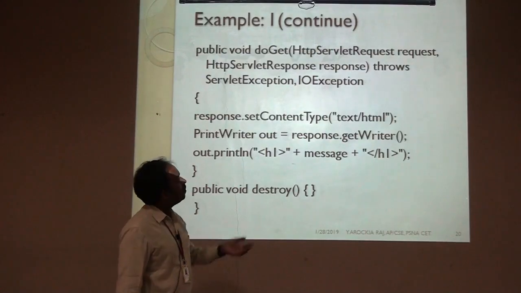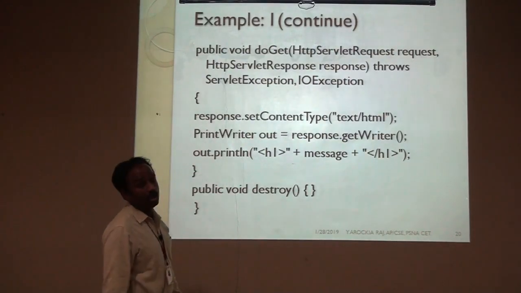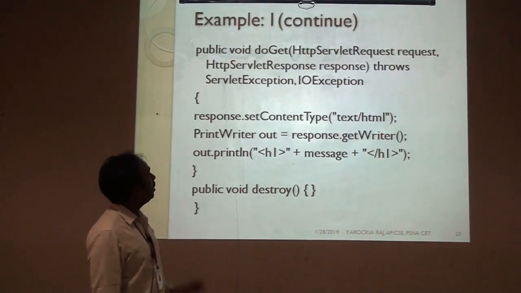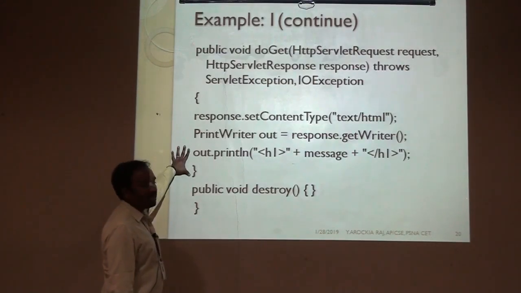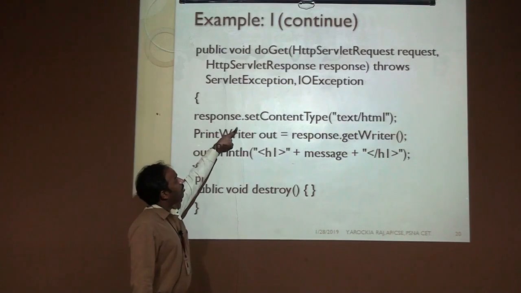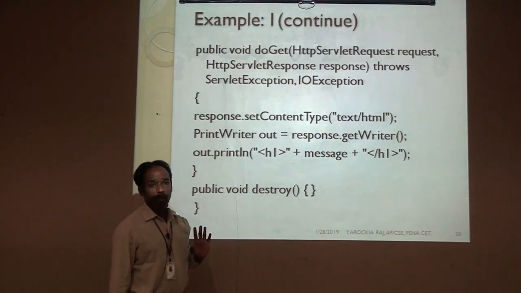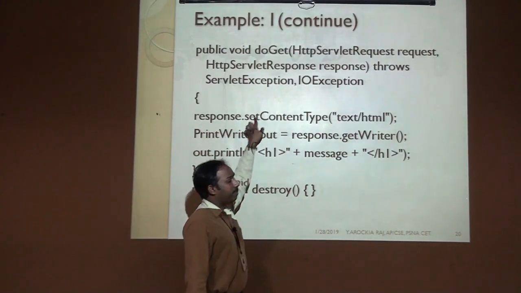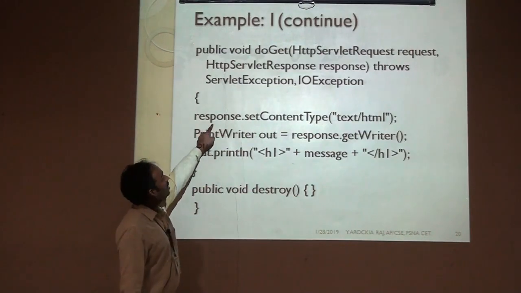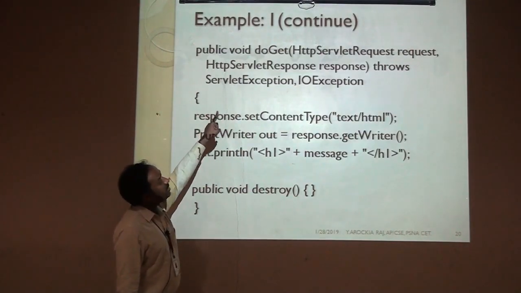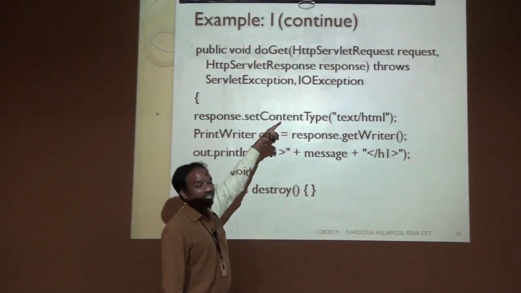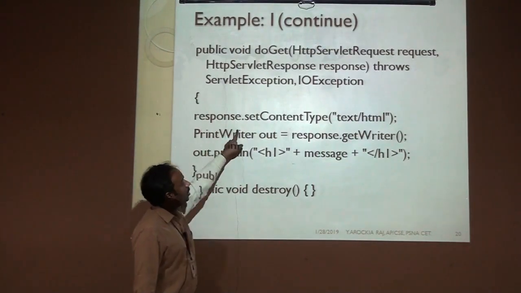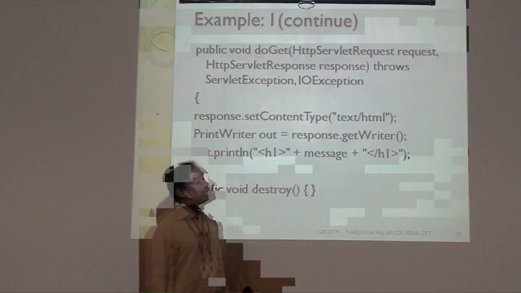So for that purpose I included these two exception classes under this doGet method. And then inside that, response.setContentType. The setContentType is a method which is there in the HttpServletResponse class. I already told you about the response object. So response.setContentType of text/html.